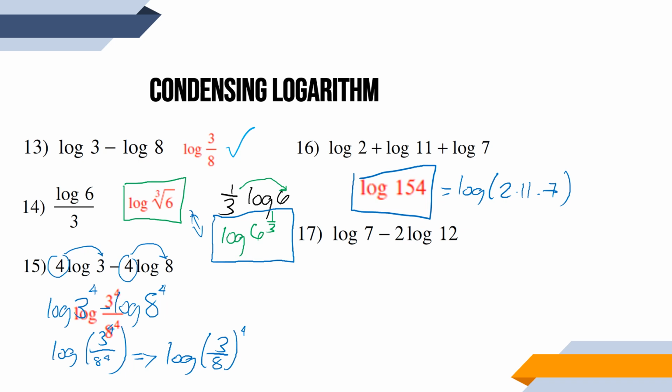Alright, number 17. There's still one more. So we have log of 7 minus 2 log 12. So basically, we have subtraction here. So what will happen is we are going to divide. So we have log of 7 over 12 raised to 2. Because again, we have here a 2 before the log. So we are going to make that one as our exponent.